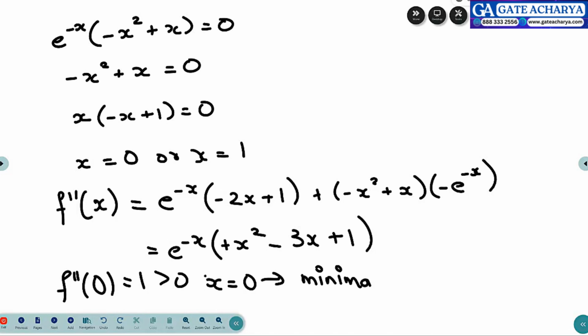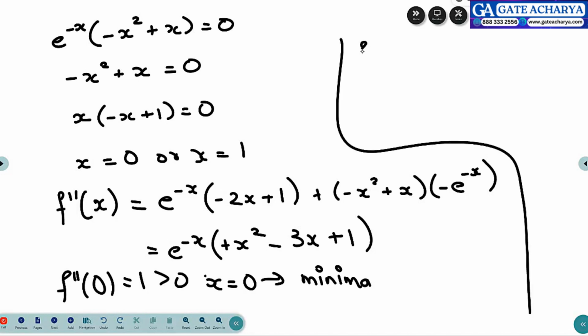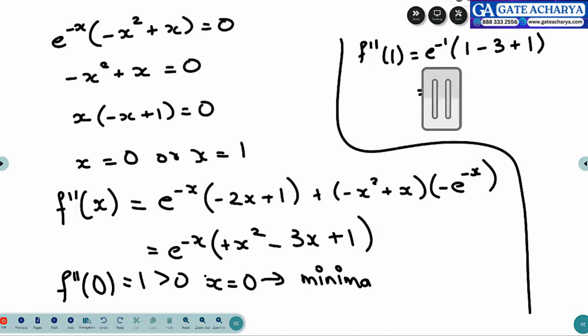Next, f double dash of, what is that other point? 1. If I put 1, e raised to minus 1 into minus 1 square minus 3 plus 1. What is that? Minus 1 by e technically. E raised to minus 1 is 1 by e, no? Inside the bracket there is minus 1. So this is technically less than 0. So x equal to 1 is what?